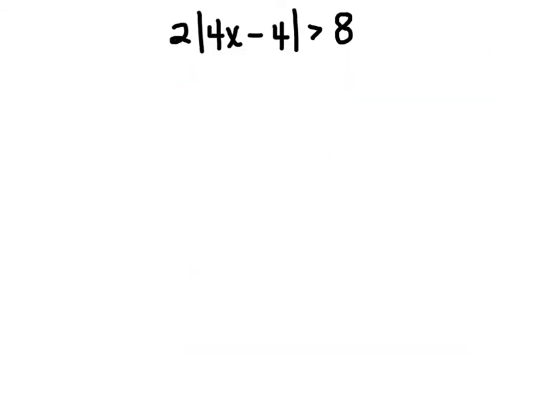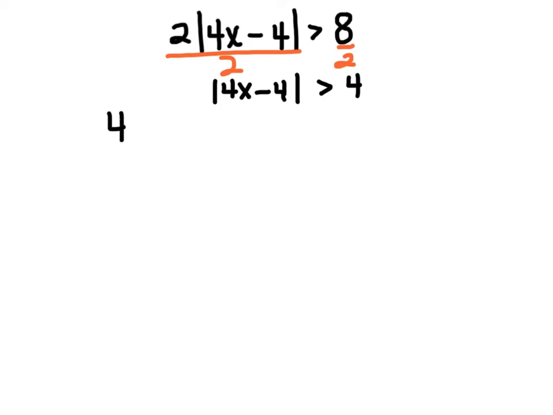Let's look at example 2 from that worksheet. Well, the first thing I have to do is get these absolute value bars by themselves. Nothing can be on this side with them, and I have this 2. If I were to read this mathematically, this would say 2 times the absolute value of 4x minus 4 is greater than 8. So this is 2 times this. In order to get rid of it, I'm just going to divide by 2. And I get the absolute value of 4x minus 4 is greater than 4. That's a lot of 4's.